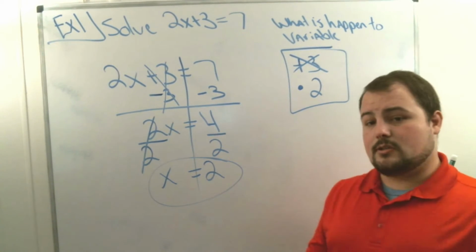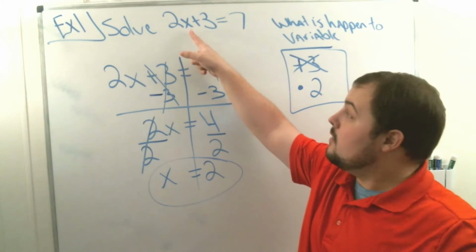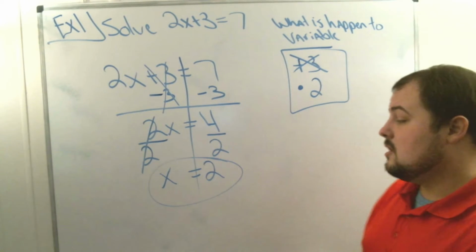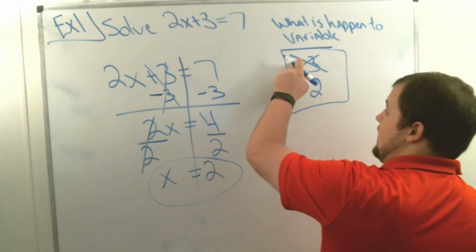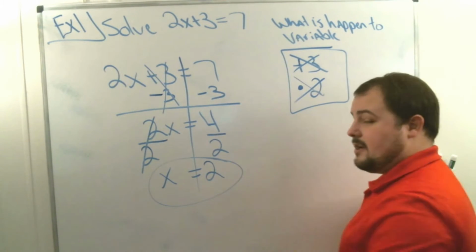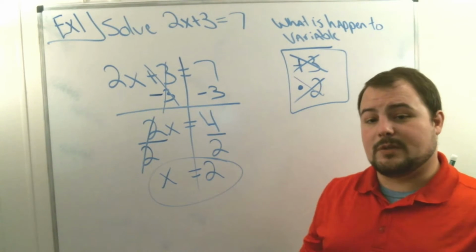We should check our solution. 2 times 2, that's 4. 4 plus 3, that's 7. 2 would be my correct answer. So what happened was we got rid of adding 3, and then we got rid of multiplying by 2, and we were able to get our answer. So this problem took us 2 steps. Get rid of addition and get rid of multiplication.